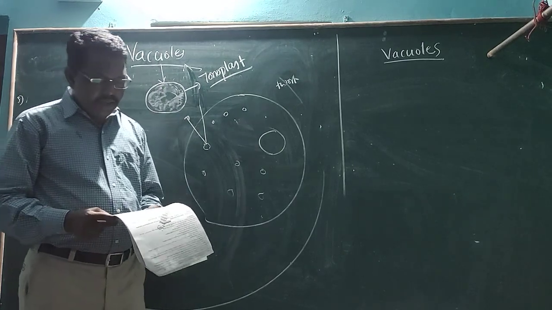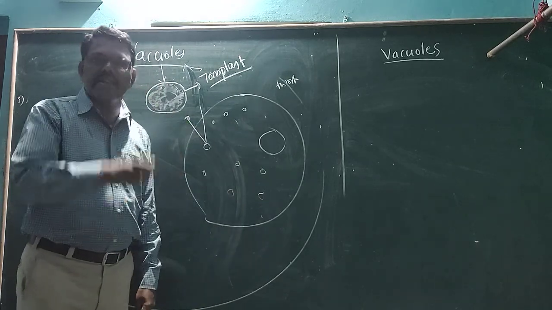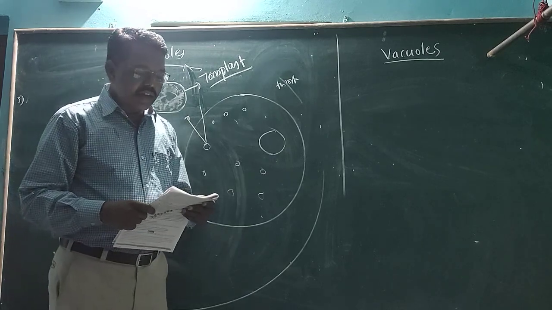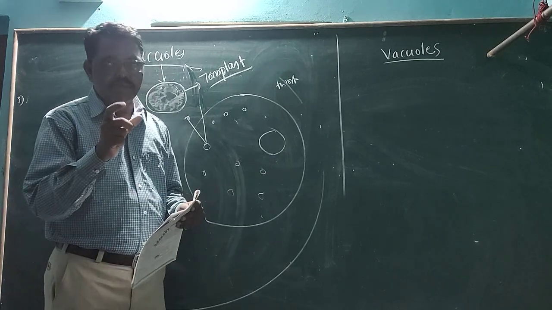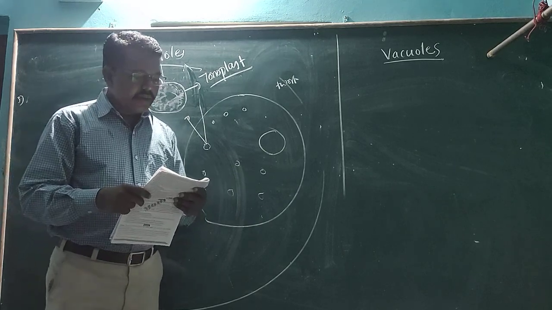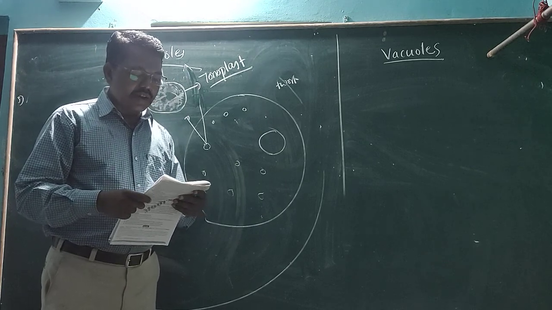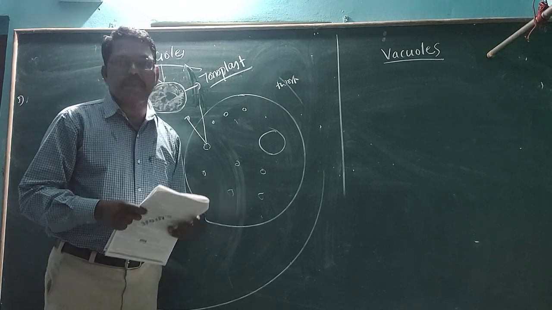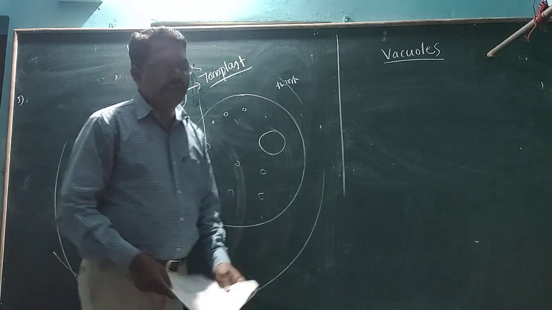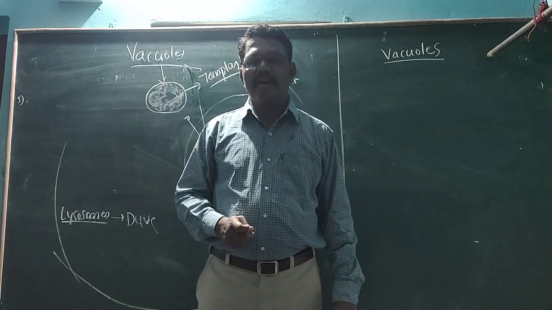Now the function. Vacuoles are helpful for the turgidity and rigidity of the cell. They are also helpful in the contraction of the cytoplasm, forming the internal contractile machinery of the cell. They help support and maintain the shape of the cell. This is about the structure of the vacuole. Next class I will teach the next cell organelle. Thank you.